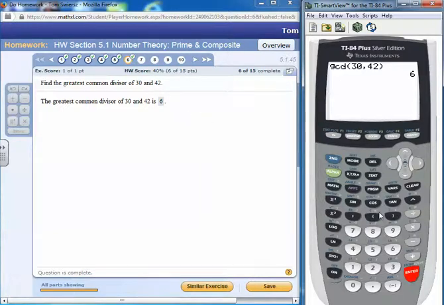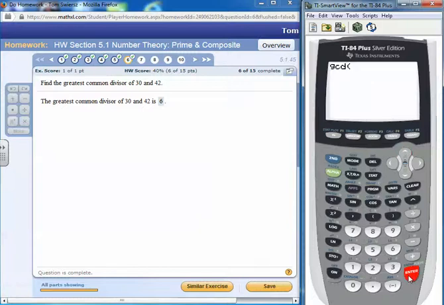So again, on the calculator, it is math, and then over the right arrow to highlight numbers, and then either you scroll down or you can hit number 9. You can save some time. So scroll down to number 9. If you go past, just scroll back up.